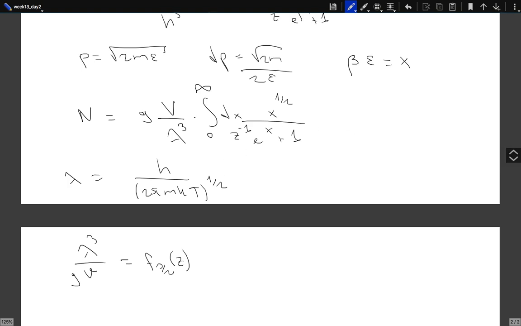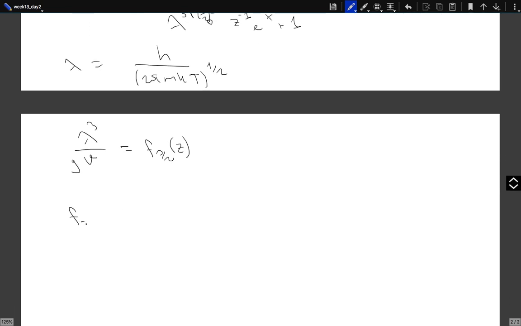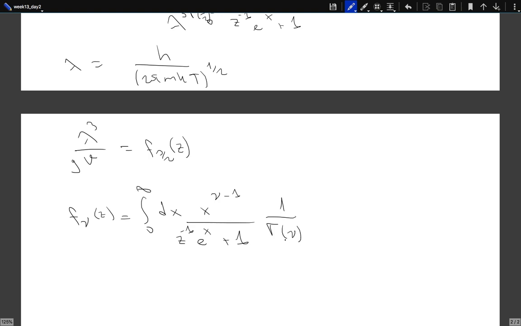So here, let me add the factor 1 over gamma 3 over 2. Now, these f functions for n z are defined as 1 over gamma of nu, integral from 0 to infinity dx x to the power nu minus 1 divided by z to the power minus 1 e to the power x plus 1. You see, in the case of the bosons, we had a g function, the bosonic function, and that g had the minus 1 instead of plus 1. But basically, it had more or less the same form.